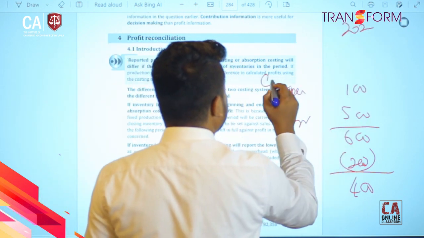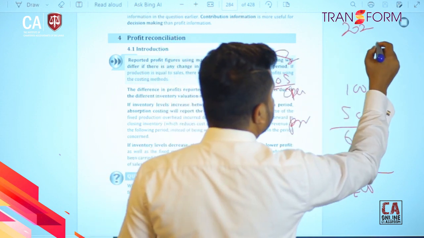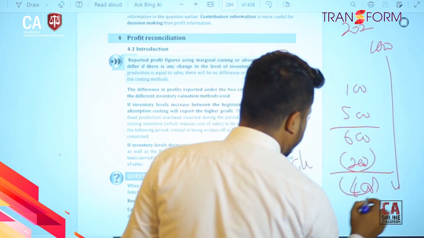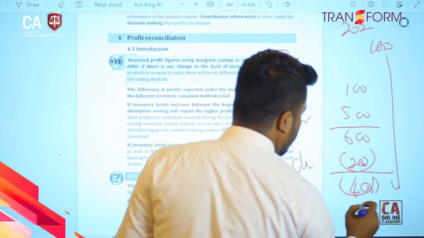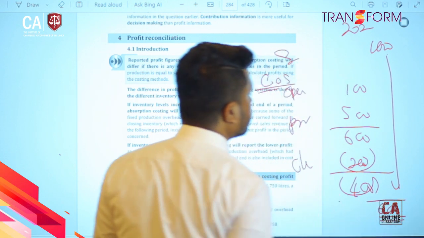This is your cost of sale, no? If your selling value is 1000, what is your profit? Ultimate profit is 1000 minus 400. It is equal to 600.